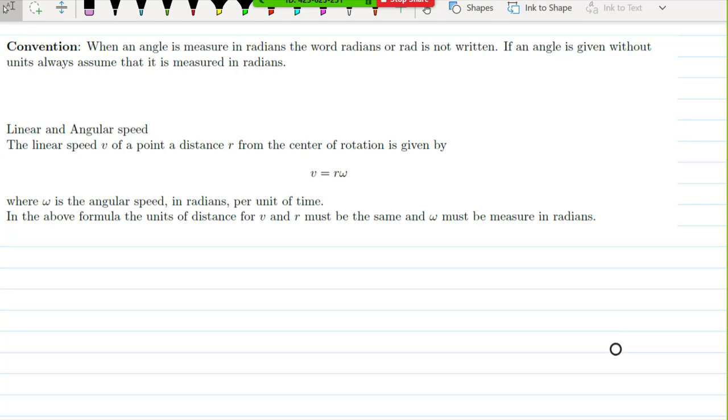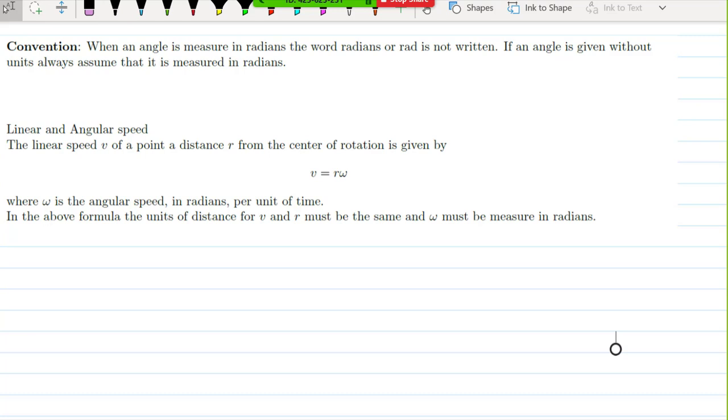So from here on out, we will assume all measures are in radians, all angles are measured in radians, unless we are explicitly told otherwise. The other part of that is that we don't actually write the word rad or radians. We're just not going to write it, and we're going to assume everything is in radians unless told otherwise.